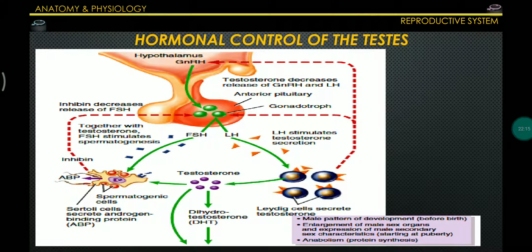Coming to the hormonal control of the testis. The hypothalamus releases GnRH, gonadotropin releasing hormone, and this acts on the anterior pituitary to produce follicle stimulating hormone and luteinizing hormone. Follicle stimulating hormone acts on the spermatogenic cells to produce sperm cells, and luteinizing hormone acts on Leydig cells, which produce a male hormone called testosterone. Testosterone helps in the development of secondary and primary sexual characters.